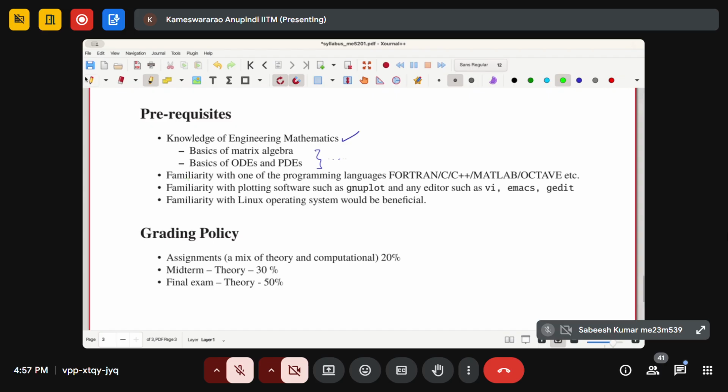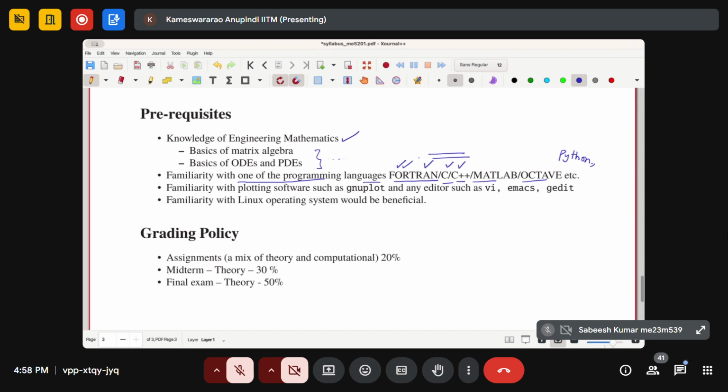Then there will be assignments, which are a mix of theoretical hand calculations and programming. So I expect that you have familiarity with one of the programming languages, such as Fortran or C, C++, or MATLAB, Octave, or you can also use Python. I prefer Fortran, C, C++, because most of the big codes, which are the commercial software, are all written in Fortran, C, C++. You take either MATLAB or any engineering software, something like ANSYS. They're all always written in compiled languages such as C, C++, or Fortran, which are easy to learn.